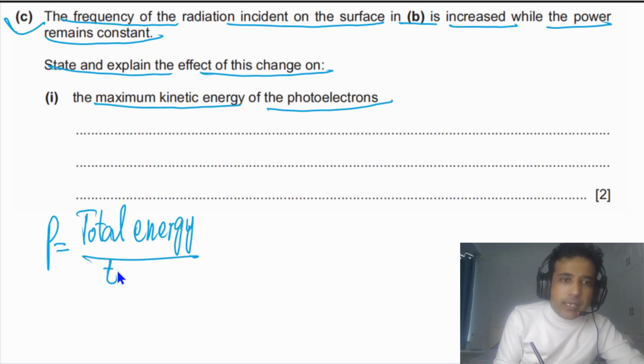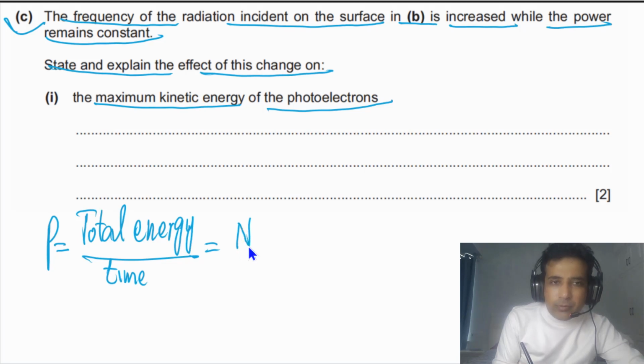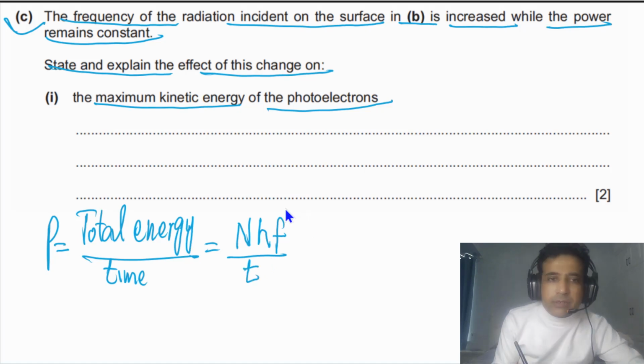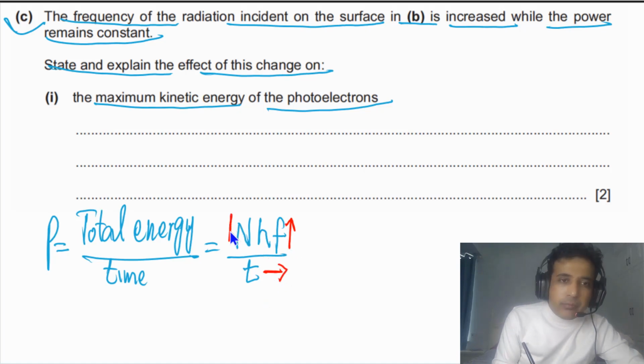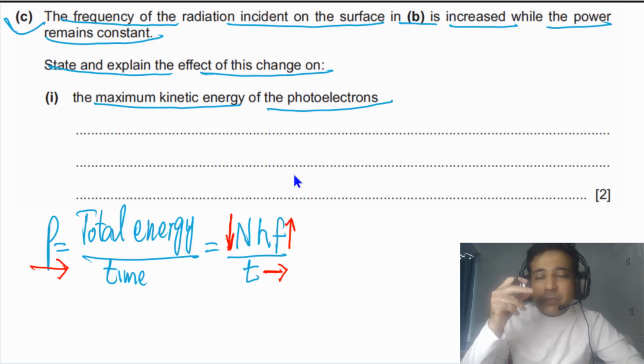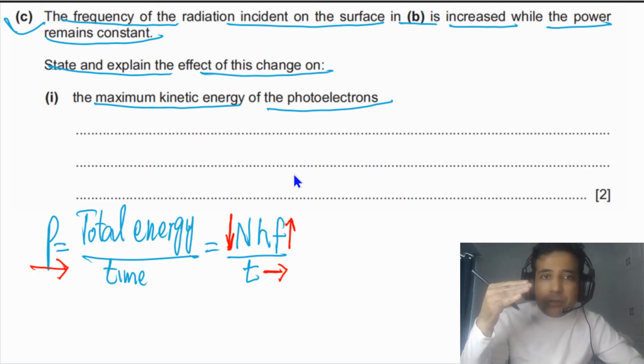So total energy is equal to number of photons times energy of each photon, divided by time. In this case, it is given to us that frequency has been increased. If we consider the same amount of time, in the same amount of time, number of photons has to decrease because power is kept constant. So in this case, frequency of each photon has been increased. If frequency of the photon increases, it means energy of the photon has been increased.